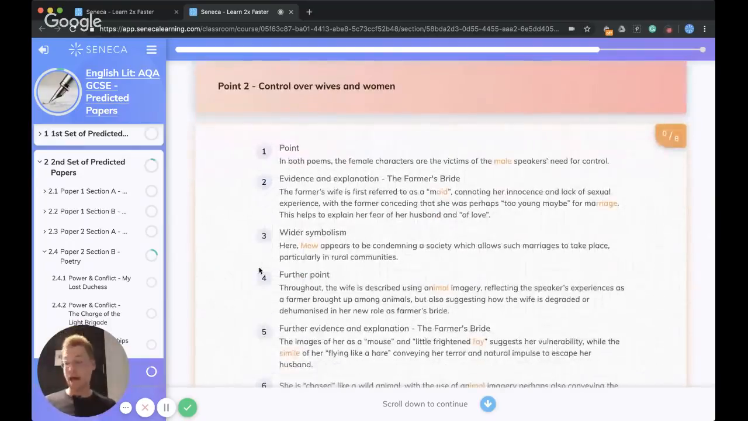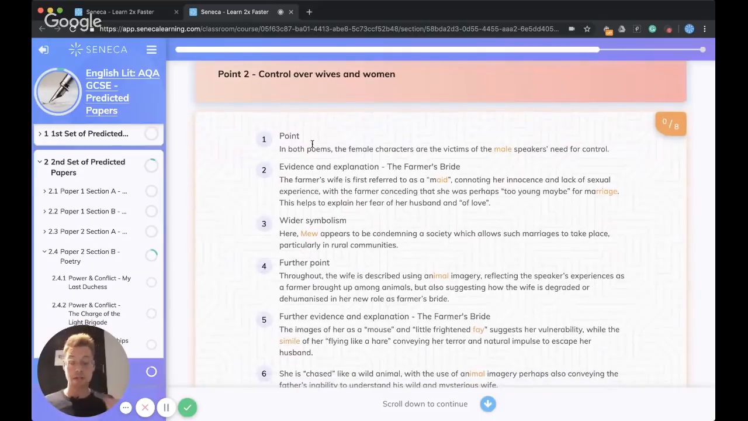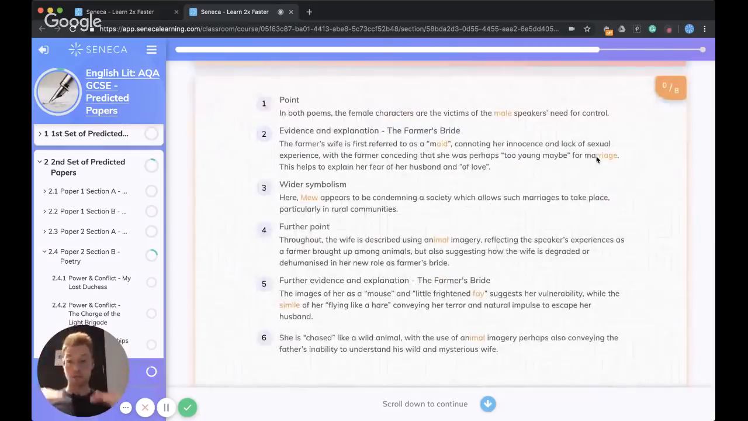So again, how to structure your paragraphs. So again, we have our point. This has got to be a topic sentence. So it's got to summarize what you're going to be covering. In both poems, the female characters are the victims of a male speaker's need for control. This is a good topic sentence because A, it tells us exactly what this paragraph is going to be about. 2, it mentions that word control, which is the key question word. We want to be answering the question. And then we're going to do a nice peel structure, okay?